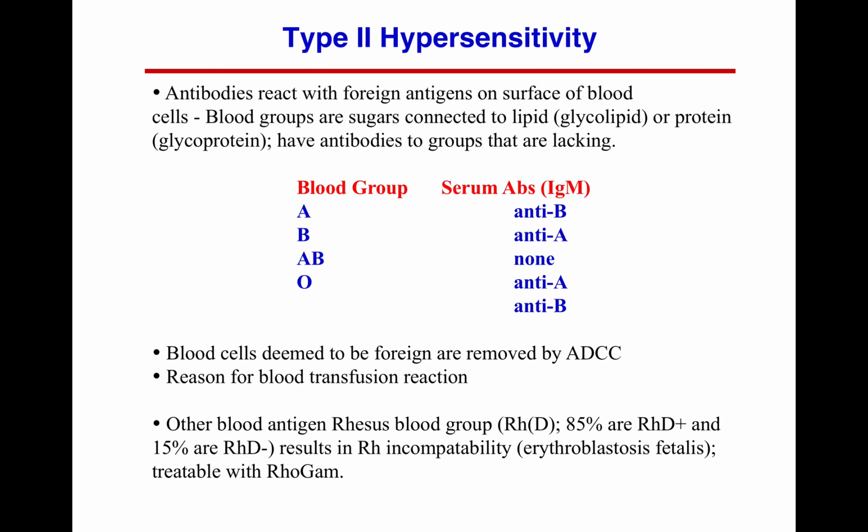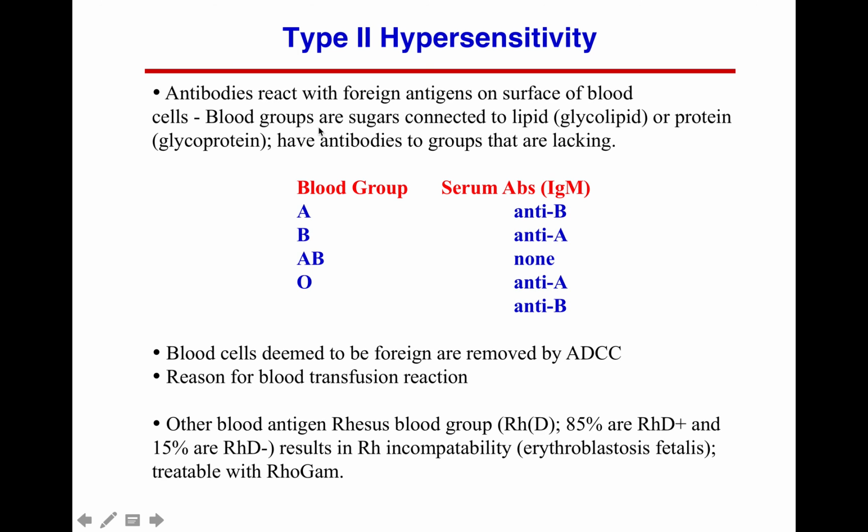Okay, in the next lecture, this will be a shorter one than the last one. We're going to talk about the next type of hypersensitivity reaction, type 2 hypersensitivity. Now, this is largely based on the reaction of the immune system with factors or proteins that are on the surface of blood cells. So antibodies that react with antigens on the surface of blood cells.